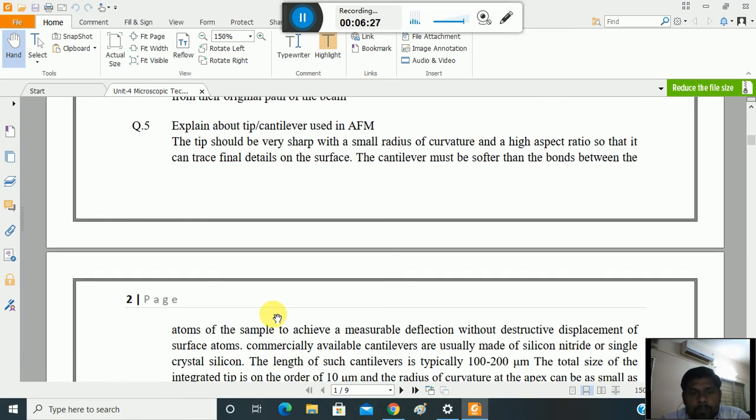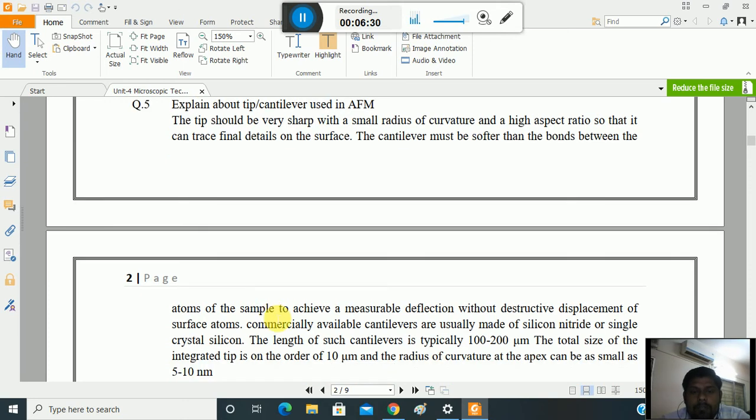The cantilever tip used in AFM should be very sharp with a small radius of curvature. Look at it when I discuss the atomic force microscopic technique. A cantilever, that means a device that can move, is deflected up and down. This deflection is made because of the magnetic force of attraction and repulsion between the surface and the tip. For example, if there is a sample surface and a cantilever tip, then this tip moves up and down like this.